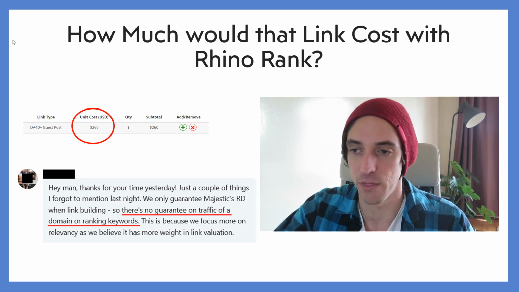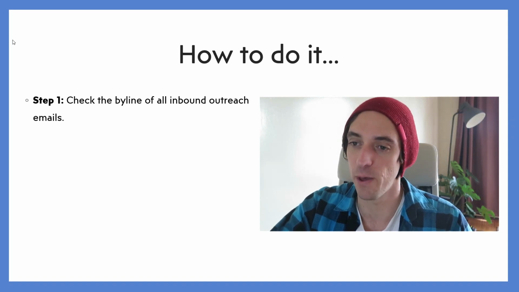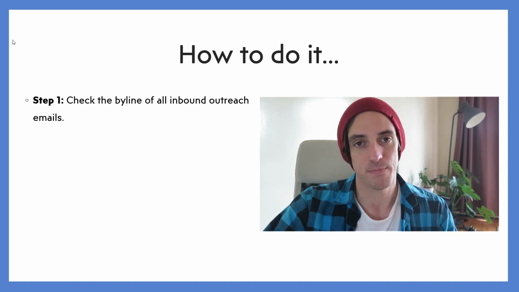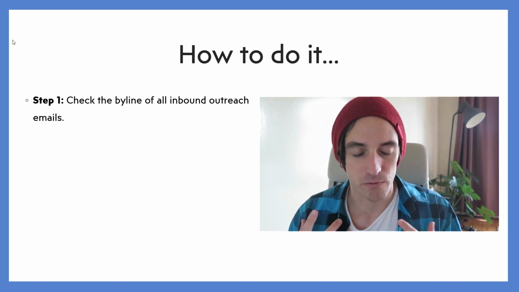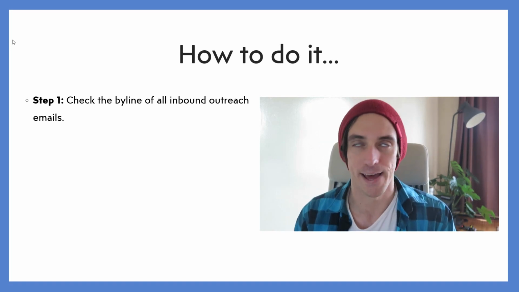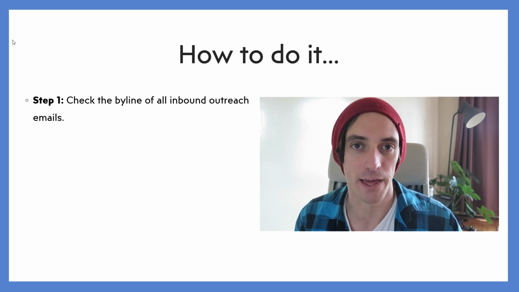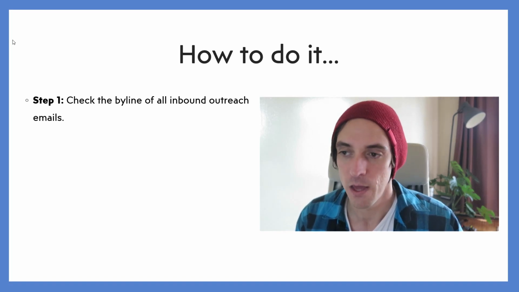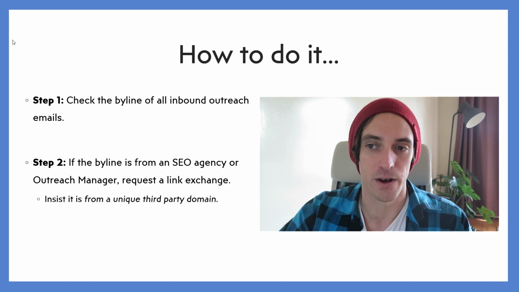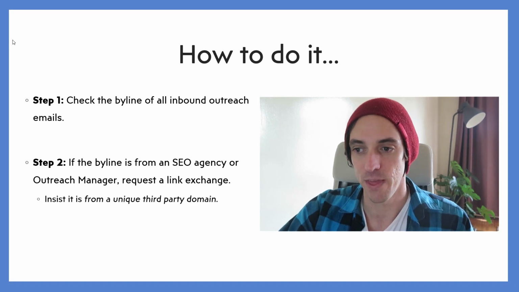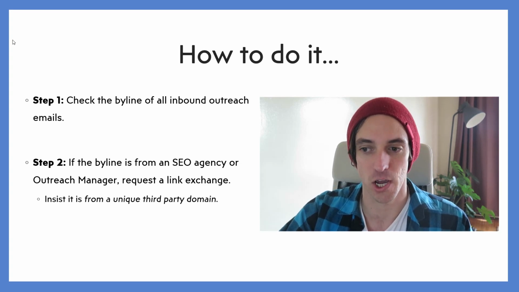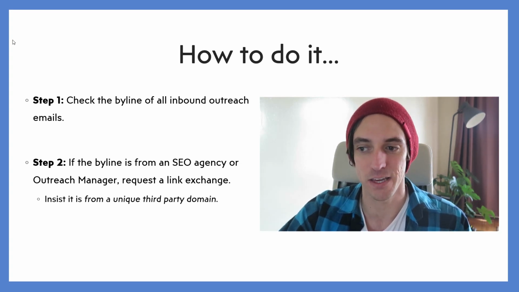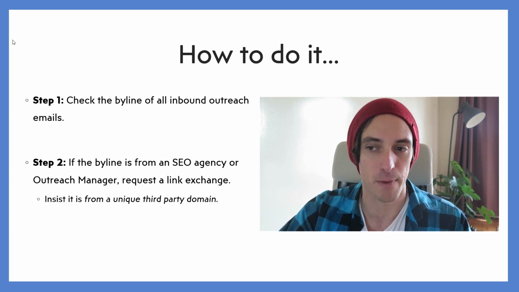So that's just an overview to show how good quality the links are that you can get through this method. So how to do this method? First one is every time that you get an inbound outreach link, those emails that we all get every day, someone's sending you an email saying, hey, can I guest post on your website? Check the byline of all those inbound emails. If the byline is from an SEO agency or an outreach manager, request a link exchange, but insist it is a link from a unique third-party domain.